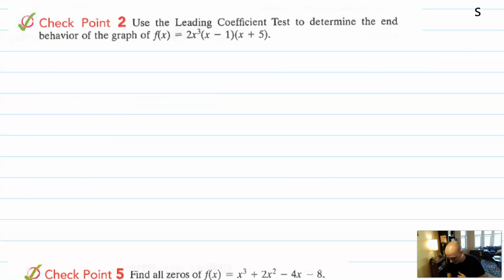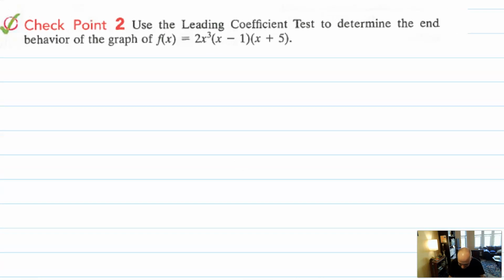Let's do some examples. We've been doing a lot of theory. We have to do some examples, but we now know enough. So this asks us to use the leading coefficient test to determine the end behavior of the graph. So I need to know two things. I need to know its degree, and I need to know its leading coefficient, a_n.